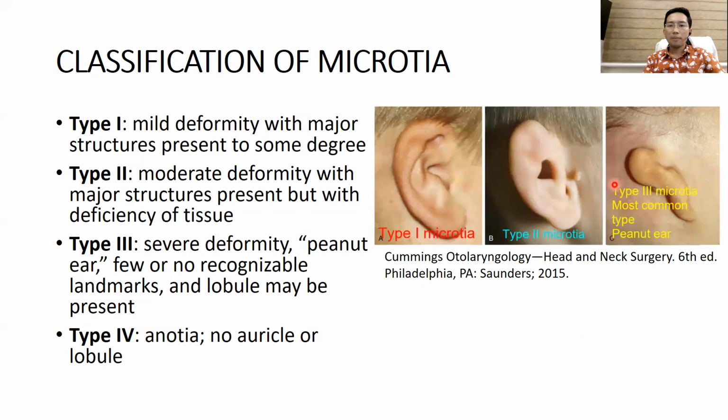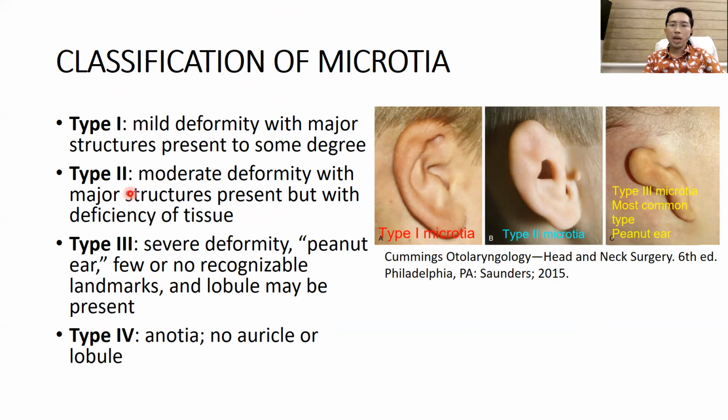Let's go to the classification of the microtia. Okay, let's go to the ear. We have different ear abnormalities, but let's focus on microtia. For type 1, we have mild deformity with major structures present to some degree, meaning they have the tragus, antitragus, the helix, the antihelix, the lobule, and crus of helix. So they are present, but we have only mild deformity.